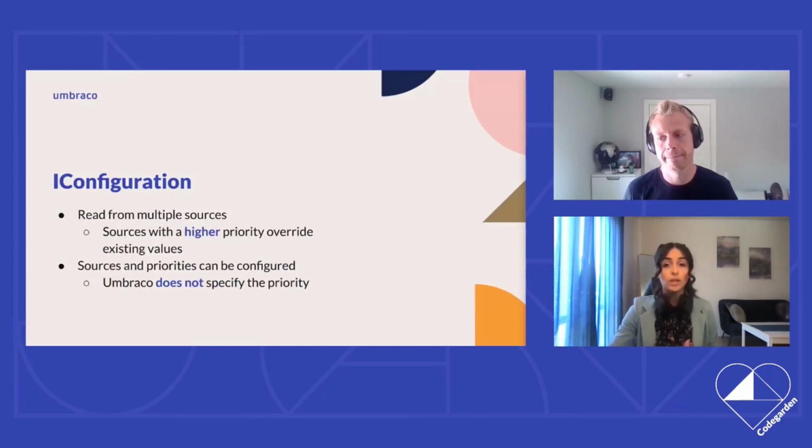Regarding configuration, we need to start thinking in a completely different way. We were used to reading from one single XML file, basically, which was transformed to have the correct values for each environment. This is not the case anymore. Now configurations are read from multiple read-only sources instead. Sources with a higher priority will then override existing values. It is important to note that sources and priorities can be configured outside of Umbraco, and we don't force any specific sources or priorities either.